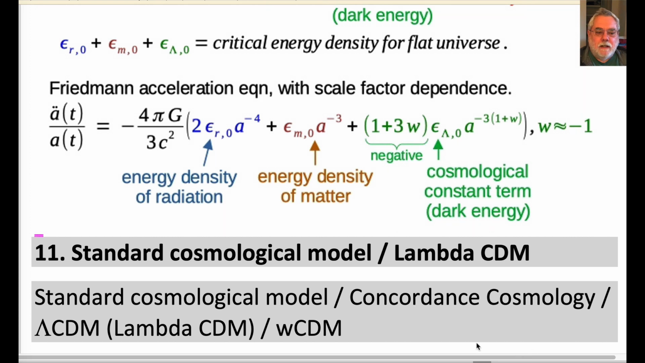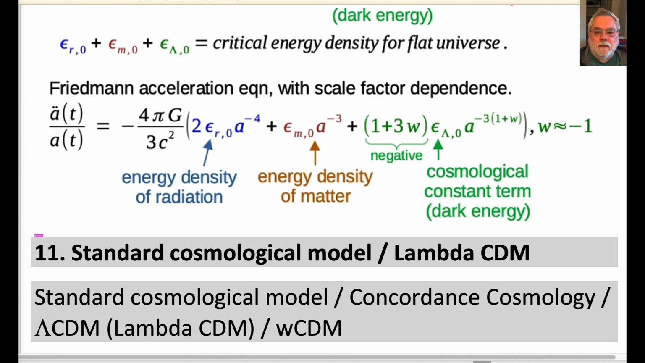Cosmologists' current standard cosmological model is also called the benchmark model, concordance cosmology, or Lambda CDM, where capital lambda denotes constant dark energy density, the cosmological constant, w equals -1, and CDM denotes cold dark matter. Models where dark energy density can vary with scale factor are called wCDM.